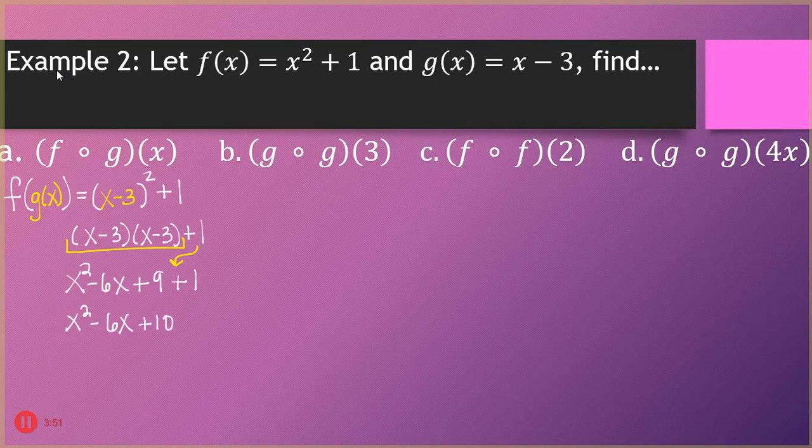So now let's do g of g of x. And what that means is I'm taking my g function, which says x minus 3, and I'm putting the g function back into itself. So if my g function says take something minus 3, the something that I'm going to put in is the x minus 3.